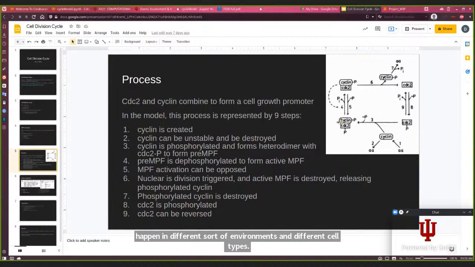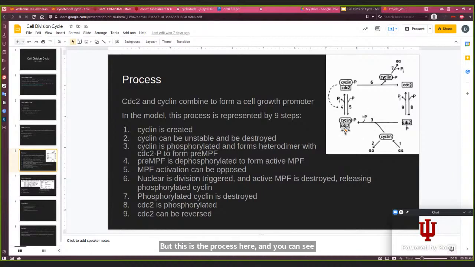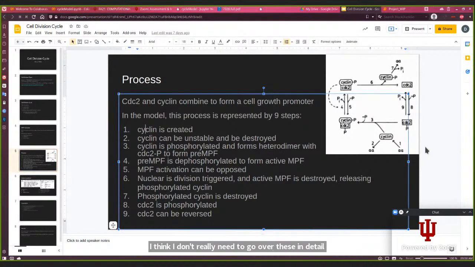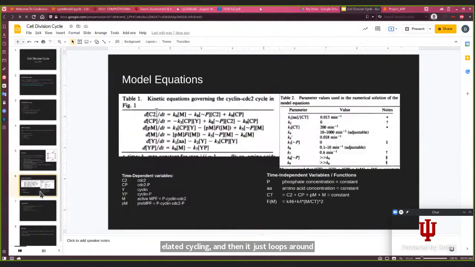But this is the process here, and you can see that there's quite a few steps, but I don't really need to go over these in detail because the model's going to show what exactly happens. But basically, you've got cyclin, and then it's phosphorylated, and we get pre-MPF, and then nuclear division's triggered, and then we get phosphorylated cyclin, and then it just loops around. But this is the model, and there's six differential equations, but in my model, I've represented them as arrow equations, and I think it's a little easier to read that way.